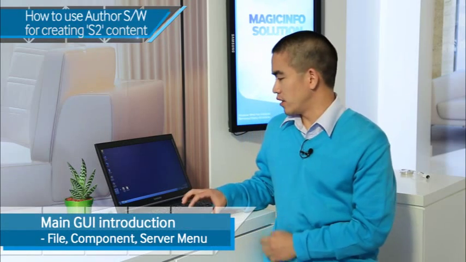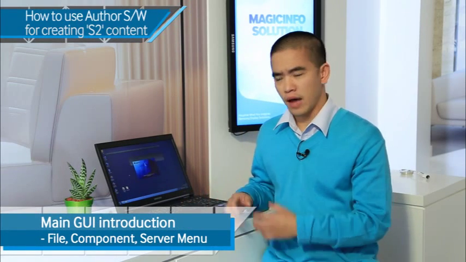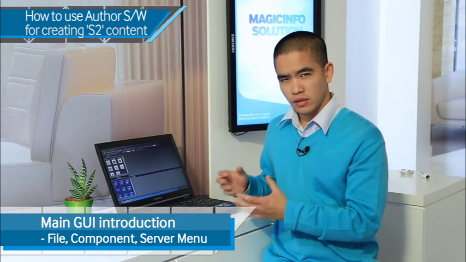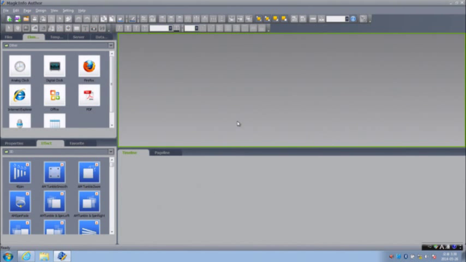Now, once you have activated your license key, let's run Magic Info Author. I will give you a tutorial on how to create contents, resize it, and change the time so that you can get used to the Magic Info Author. Now here you will see this is the main GUI. At the top is the toolbars. It allows for shortcuts to operations that you might want to do when editing your content.